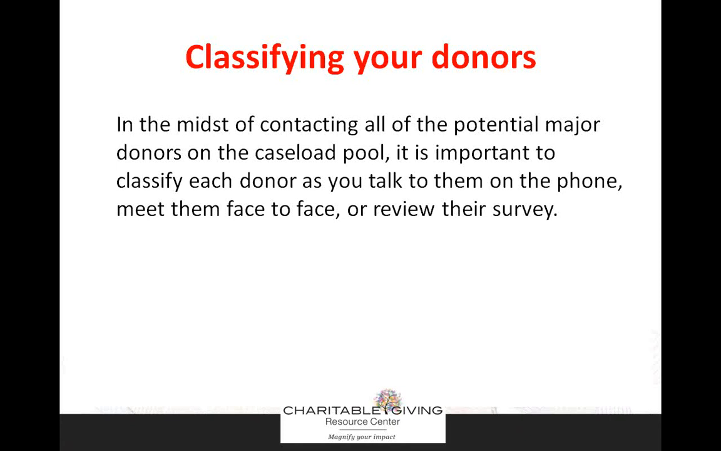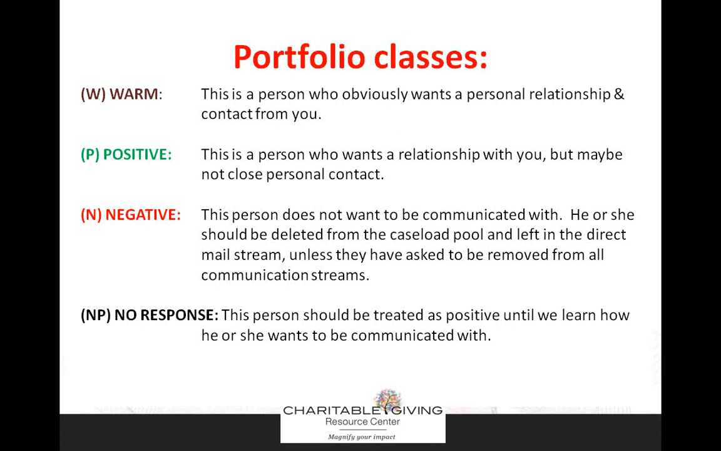Classifying your donors. In the midst of contacting all of these potential major donors in your pipeline or that caseload pool, it's important to classify each one of them. So are they warm prospects? This is a person who obviously wants a personal relationship and a contact from you, but they're not ready to go to that next step. Positive, a person who wants the relationship with you, but maybe not a close one. I'll advance what I'm doing and giving, but I don't want you to come see me. Is that okay if we just talk or converse via mail?